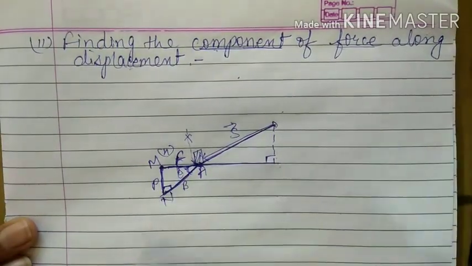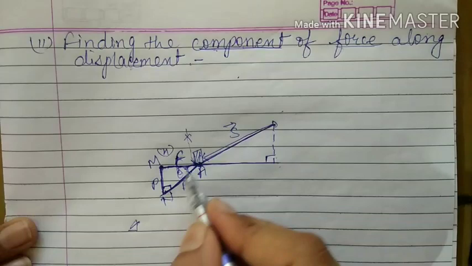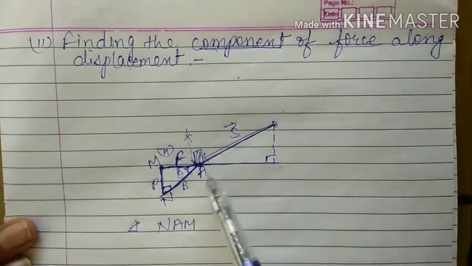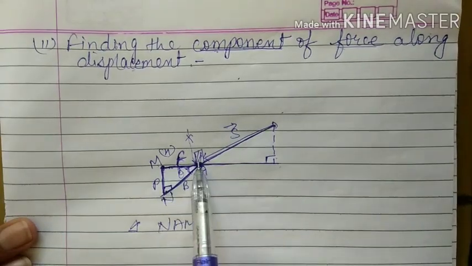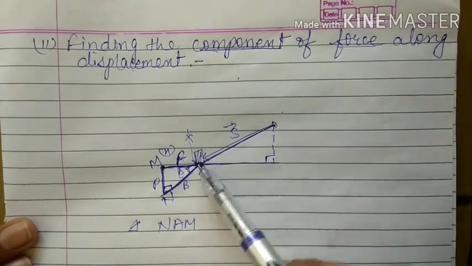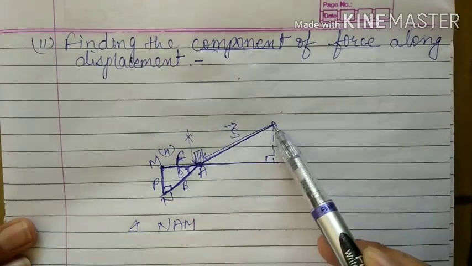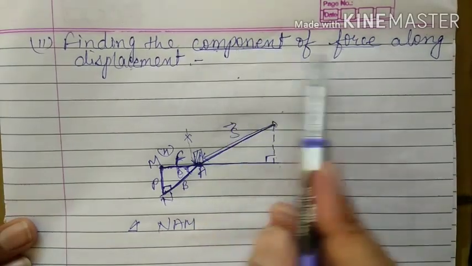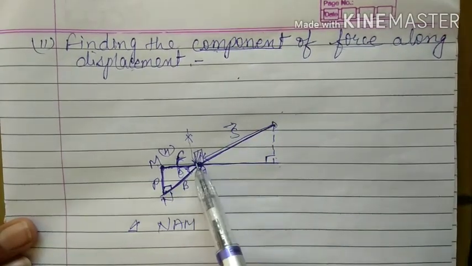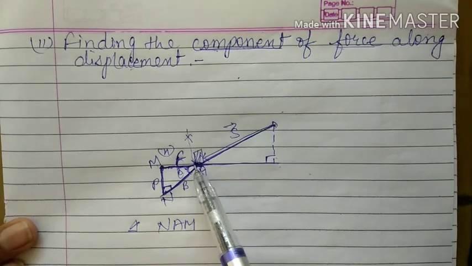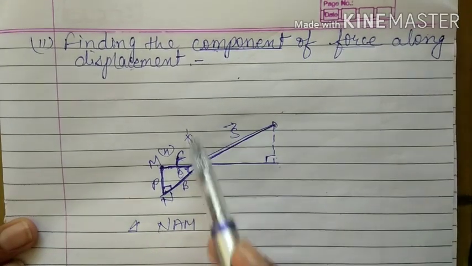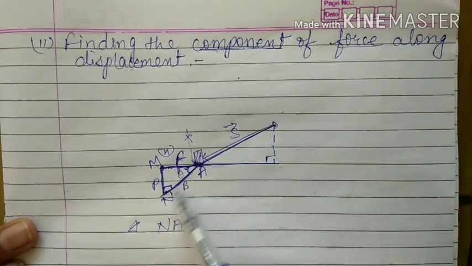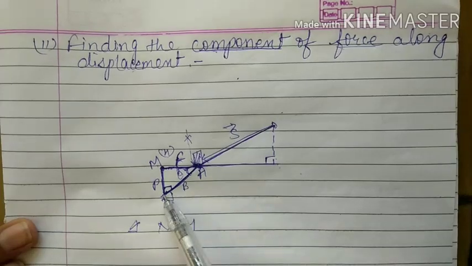Okay, so now we have triangle NAM. Once again, you see there was one force applied on the object. Because of the force, the object displaced in this direction. And now we want the component of force. So force is applied at this point. At this point the force will have two components, one vertical component and one horizontal component. Again we need only the horizontal component, that is this line.